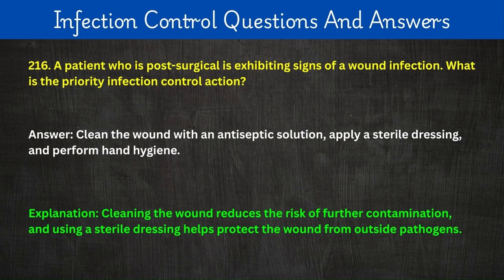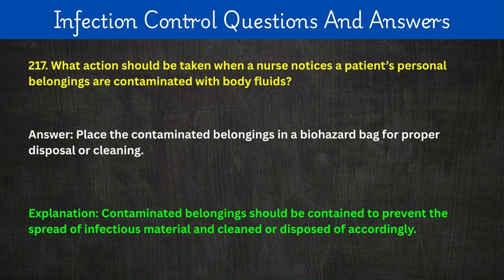217. What action should be taken when a nurse notices a patient's personal belongings are contaminated with body fluids? Answer: place the contaminated belongings in a biohazard bag for proper disposal or cleaning. Explanation: contaminated belongings should be contained to prevent the spread of infectious material and cleaned or disposed of accordingly.